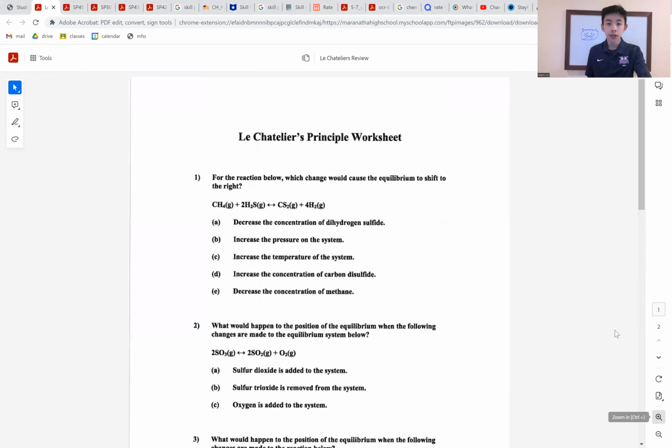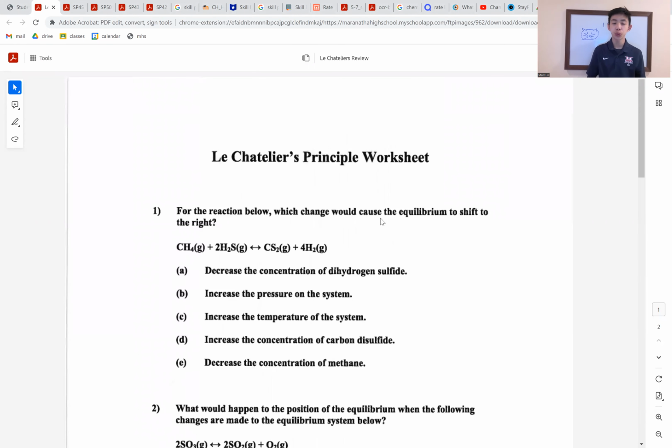Let's get into it. For the directions below, which change would cause the equilibrium to shift to the right? Number one's kind of weird because there's no temperature in the problem at all. But you know, C is the right answer because A, B, D, and E don't make sense at all. They don't work at all.